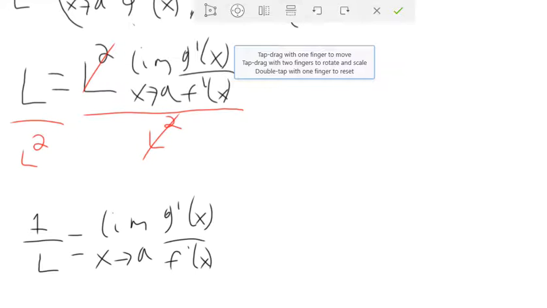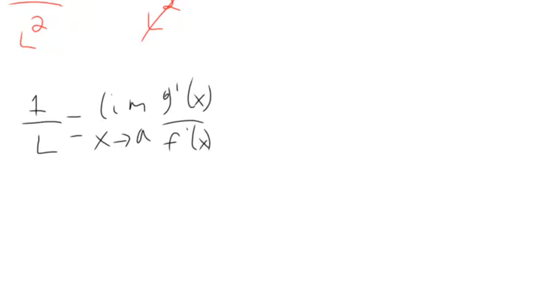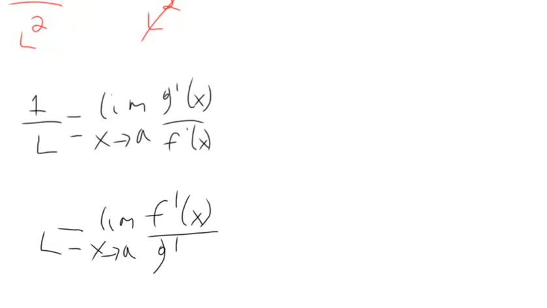And now I'm just going to take the reciprocal on both sides. On this side we'll have L equals the limit, because when doing the reciprocal, it doesn't matter whether we take the reciprocal first or take the limit first. So I'm just going to take the reciprocal of the inside part. We'll have the limit as x goes to a, and the reciprocal of this is f prime of x over g prime of x.